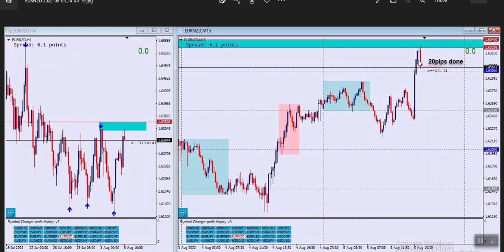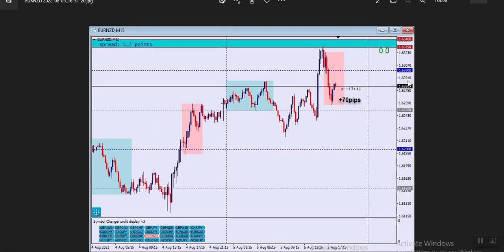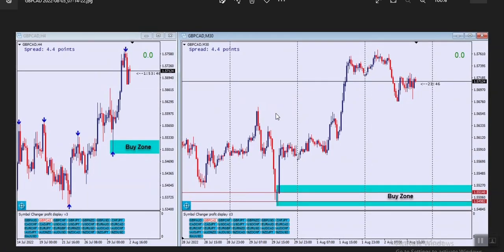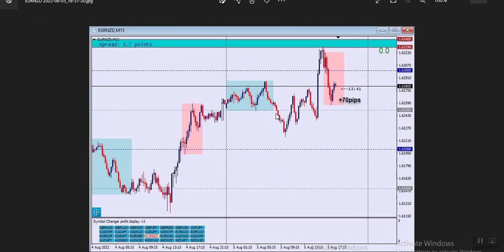My first take profit is always 20 pips. So I grab my first TP at this point, right? And after then price moved further to 70 pips before it started pulling back and started consolidation. Let's look at other examples. So that was Euro NZD.